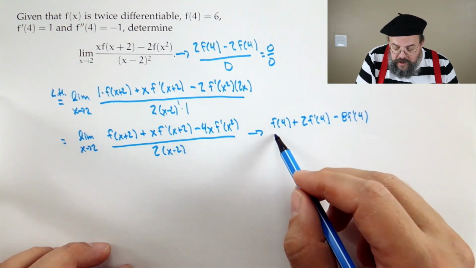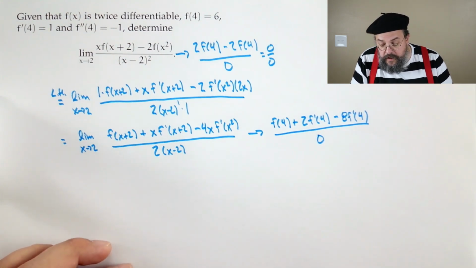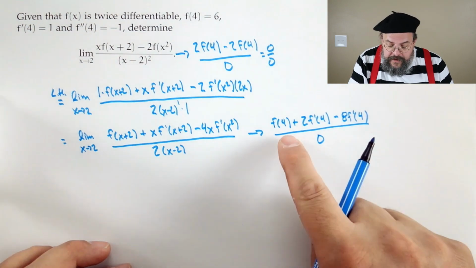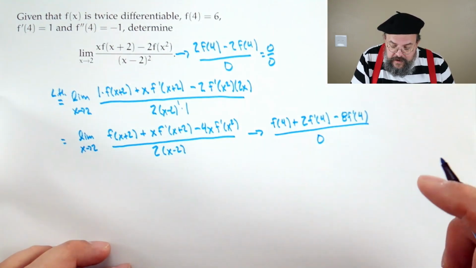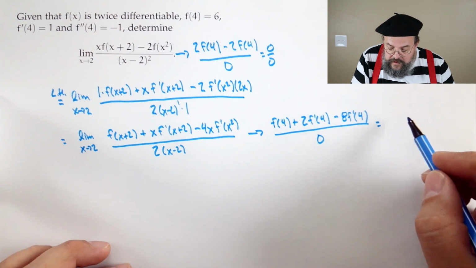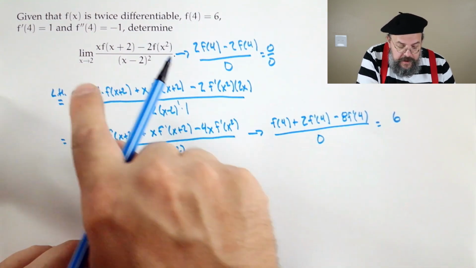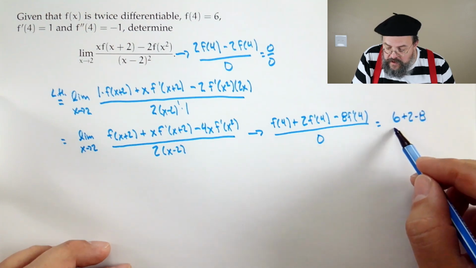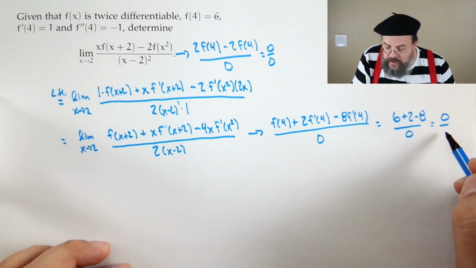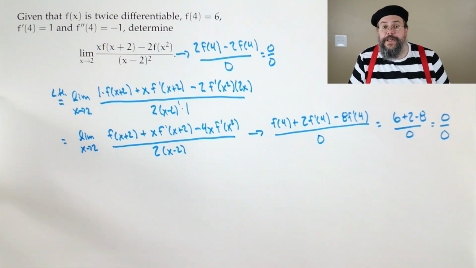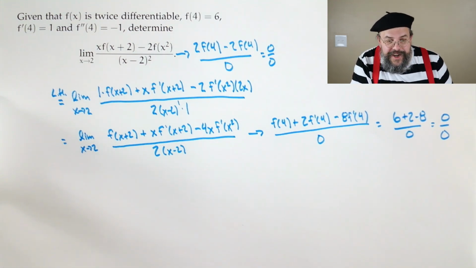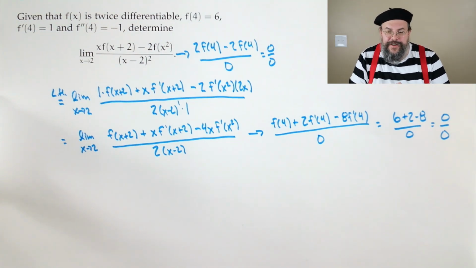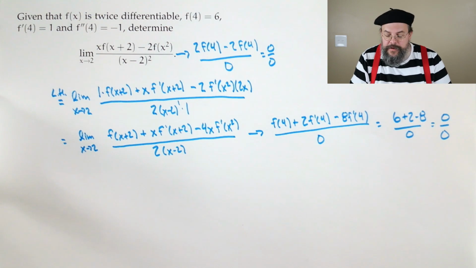4 all over 0. Well, I hope the top is 0. Otherwise, this is going to be a short problem. So f of 4 is 6, and f prime of 4 is 1. So 6 plus 2 minus 8 over 0, or 0 over 0. Which, of course, we know means more work. More work, of course. Great, fantastic. So let's do some more work. So what's our more work?